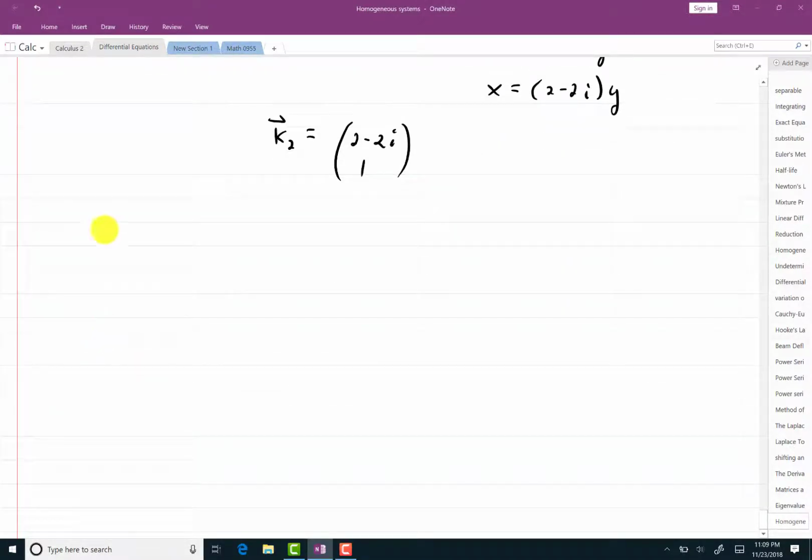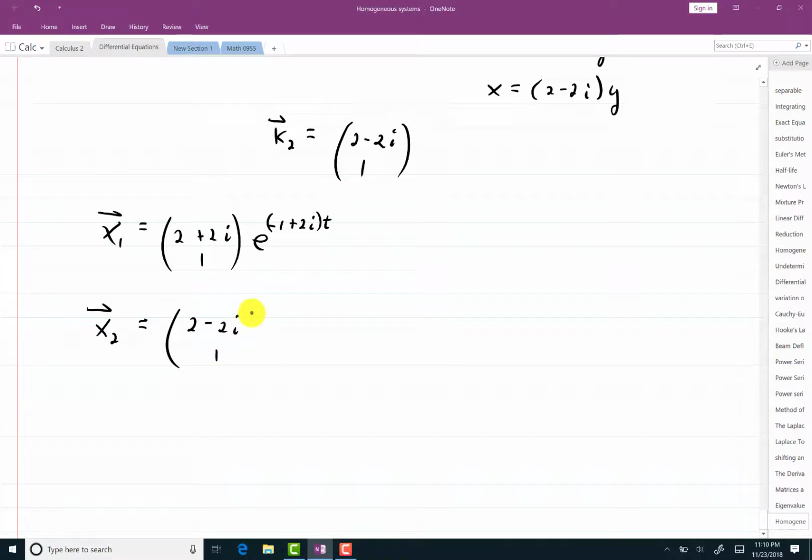So what do we have then for my solutions? My first solution, x1, I had 2 plus 2i, 1. That's attached to e to the -1 plus 2i t. And the second one equals 2 minus 2i, 1, e to the -1 minus 2i t. So those are my two solutions.